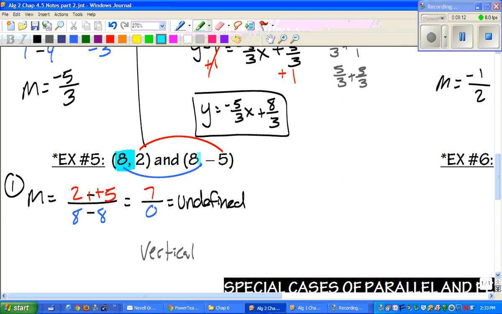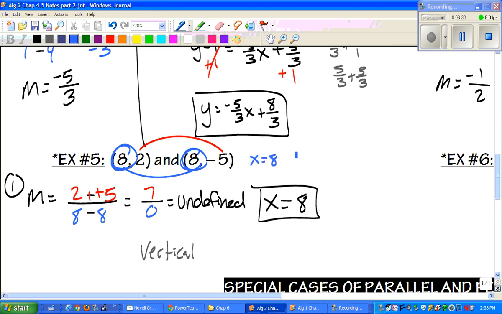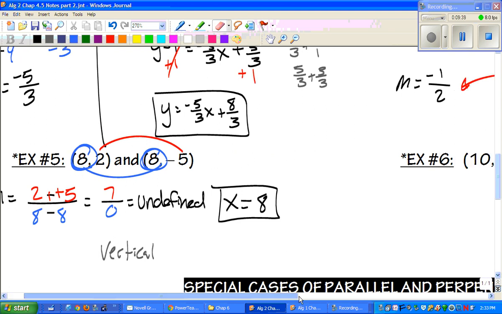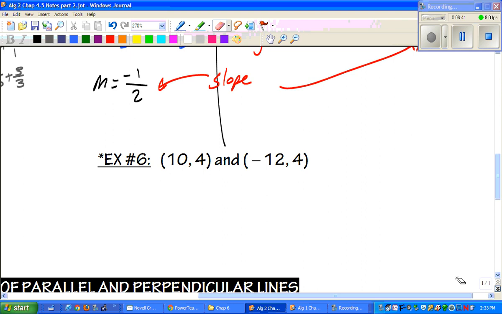So we need to look to see what they both have in common. Okay, and this is a one variable equation. When it's undefined, it's an x equals graph. And x equals 8. And if you see that right away, you can skip ahead and be like, oh, x equals 8. I can see it right away. All right, let's move on to example number 6.